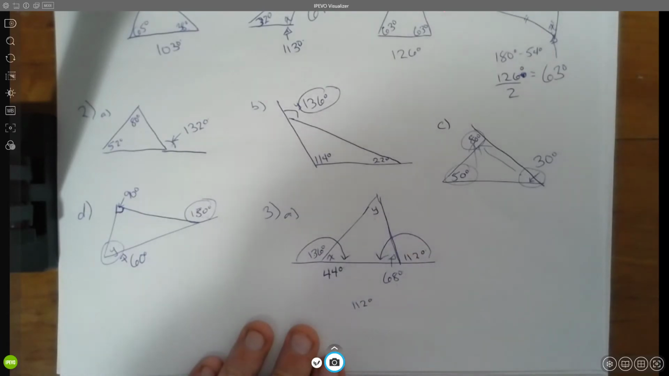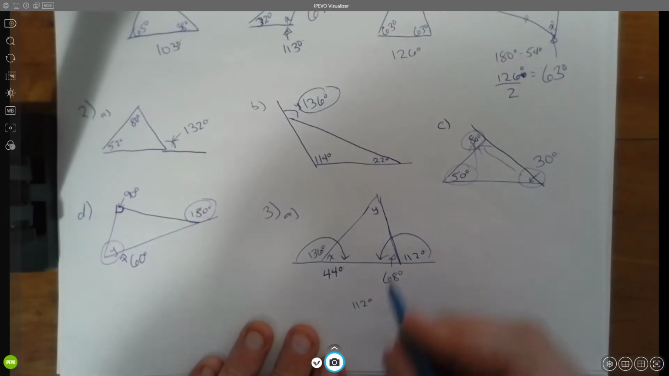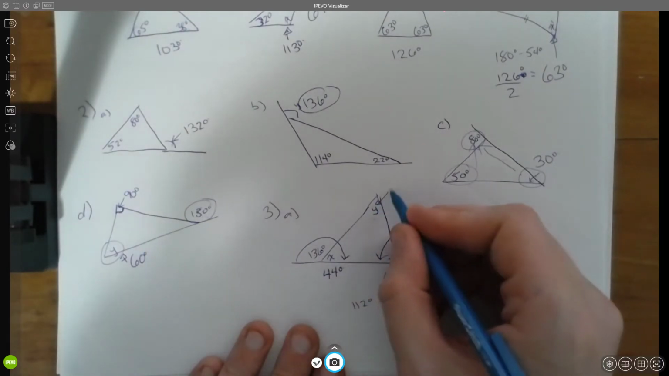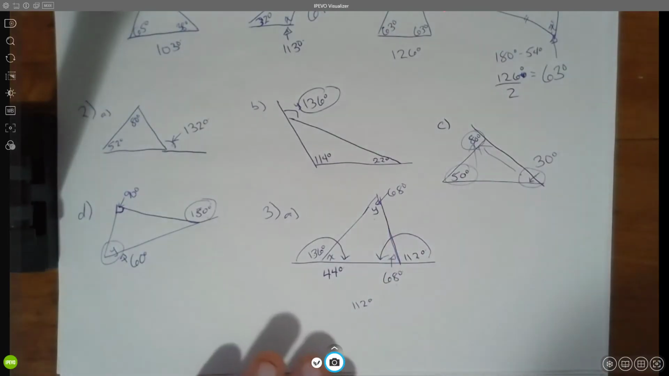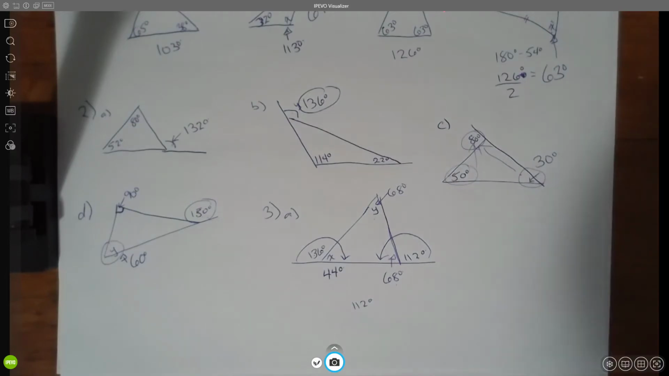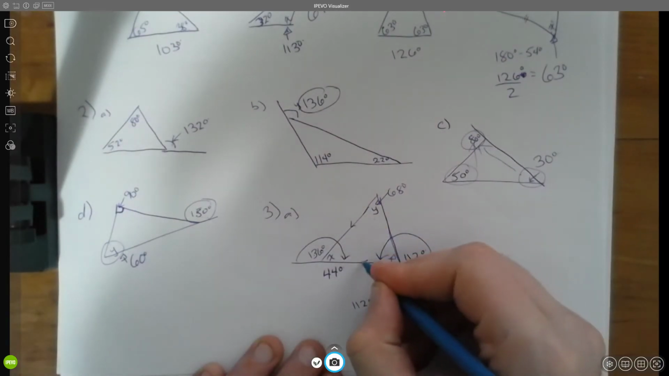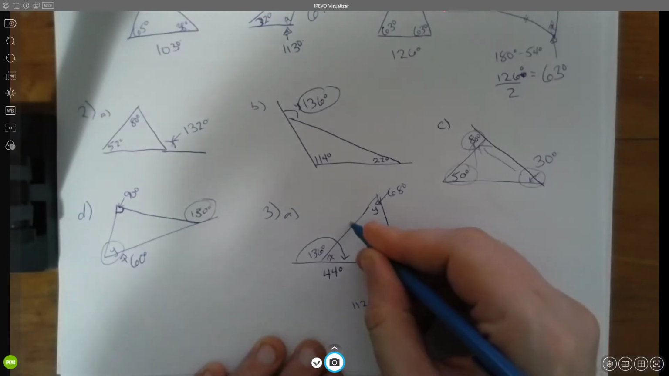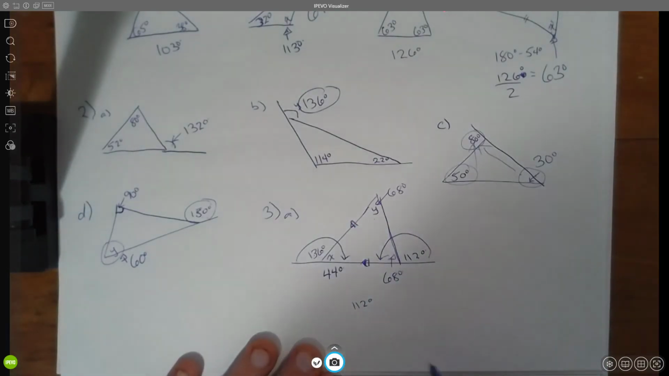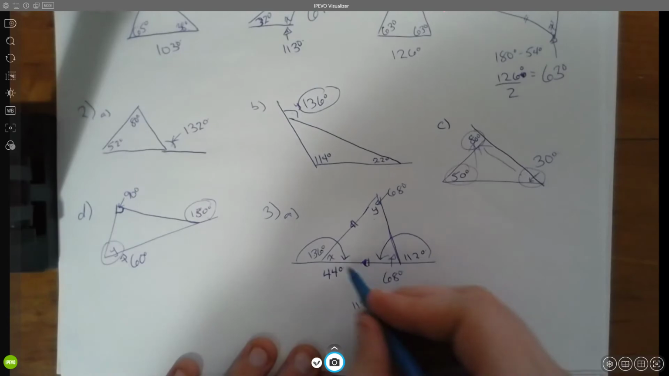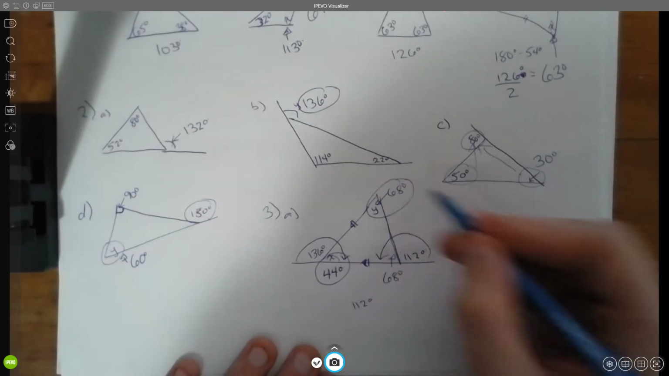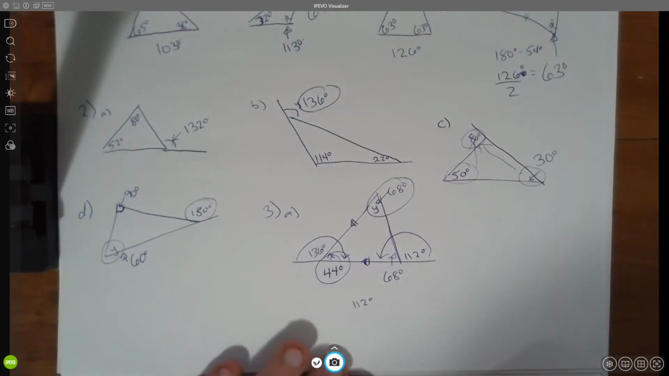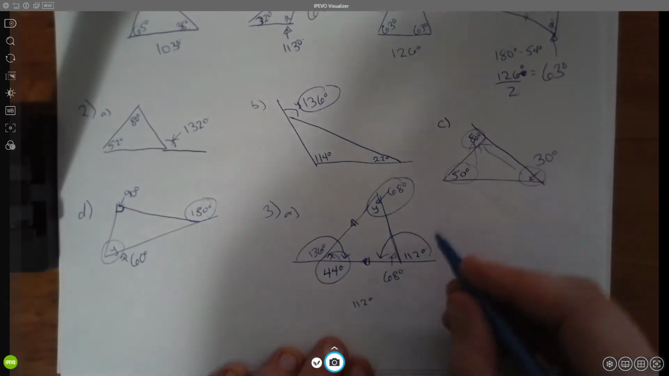Y is whatever's remaining. And if I take 180 and I minus 112 from it, I figure out that Y is 68 degrees, which actually makes this an isosceles triangle. It would mean that these two lines are the same length, but that's just a little side note, and that's not part of the question. The question asks X is 44 and Y is 68 from this particular example. Let's move on to B from this question.